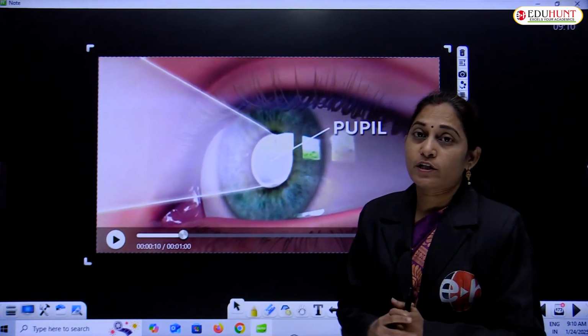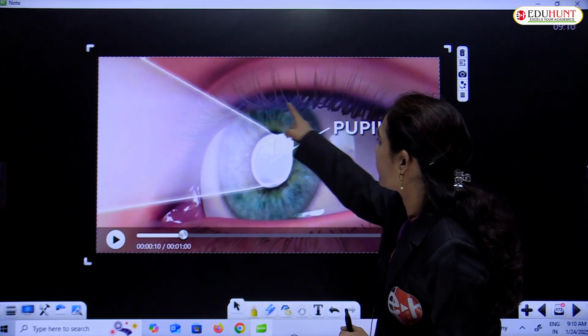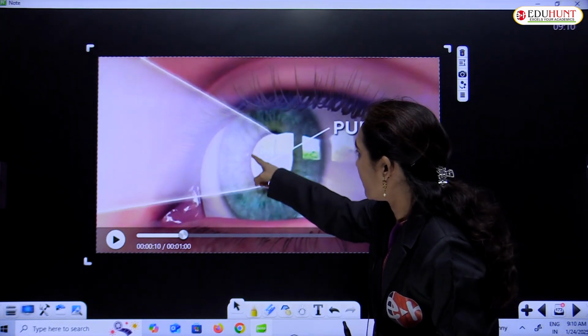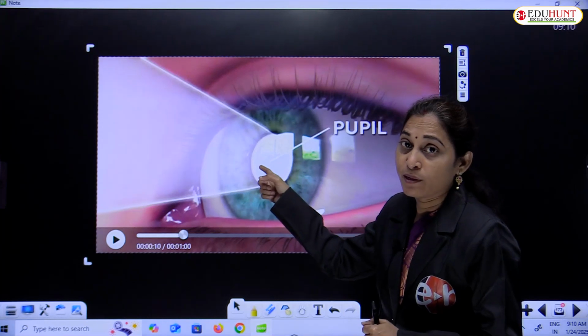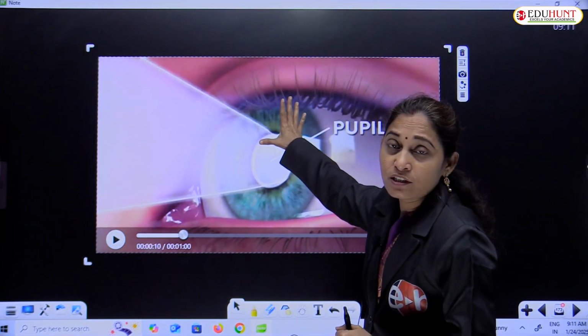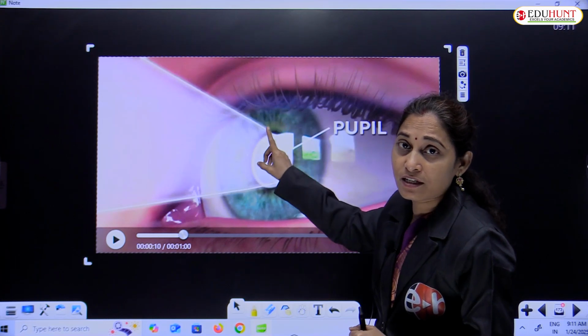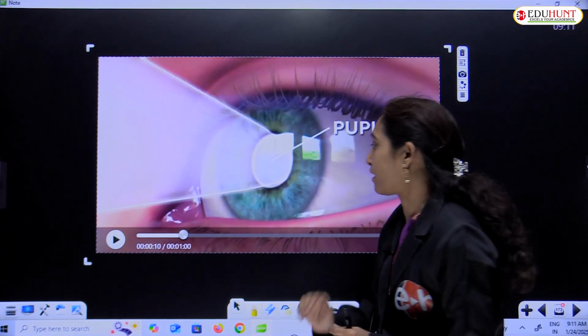Notice one point here. This green colored region is the iris and the central black or brown region is the pupil. Because of this iris expansion and contraction, the pupil diameter increases and decreases. Notice that once.